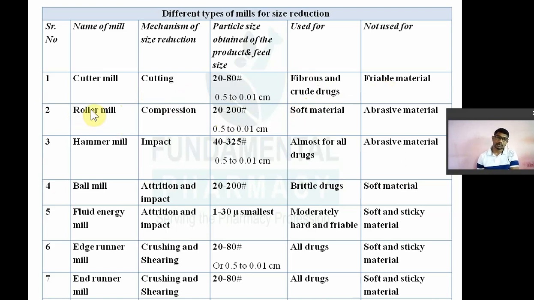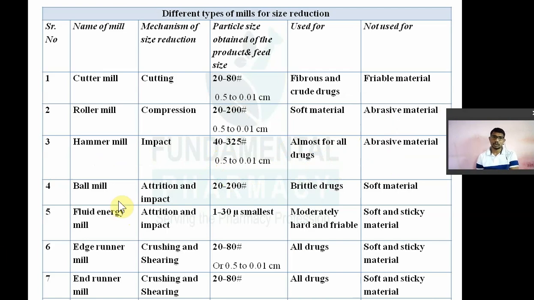Roller mill, second one is a roller mill. So compression is the mechanism for size reduction. You will get again 20 to 200 mesh powder, and it is used for soft material, not used for abrasive material. Okay, याद रखो. Then next one is a hammer mill. The hammer mill will work on the principle of impact. Then you will get a particle size of 40 to 325 mesh. Again, feed size is 0.5 to 0.01 centimeter. So it is used for almost all kinds of drugs and not used for abrasive material.